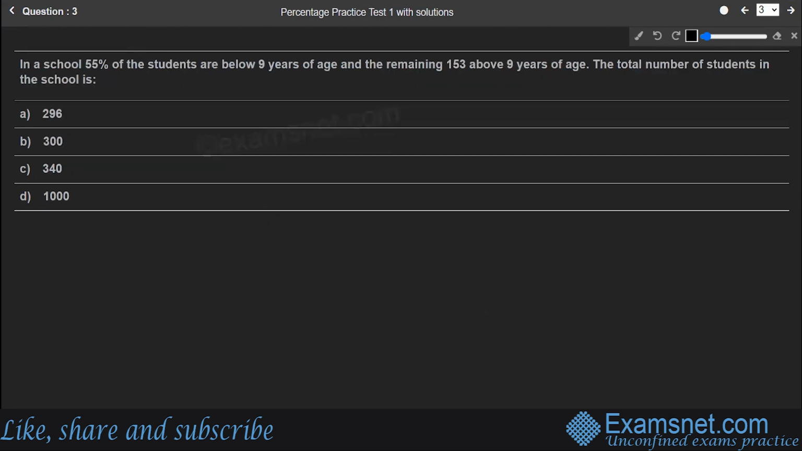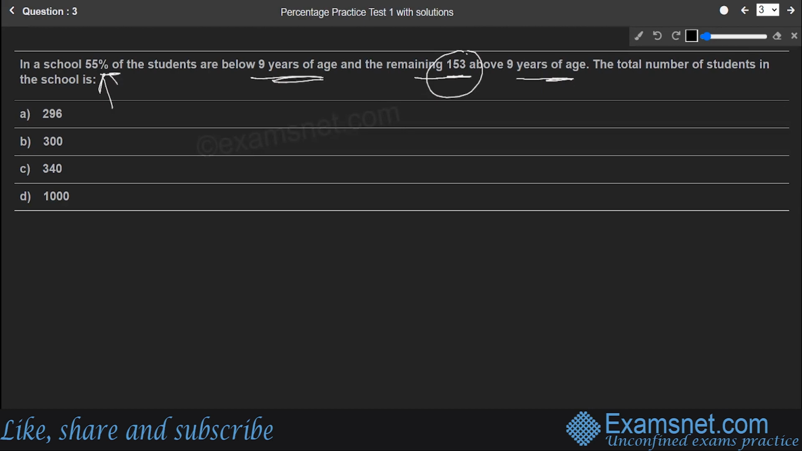Now, in a school, 55% of the students are below 9 years of age, and the remaining 153 are above 9 years of age. What is the total number of students in this class? In these types of questions, not just the percentage is involved, but the numbers are also involved. See, 153 is also given. So in these types of questions, we have to assume the total or the base to be x, not 100.